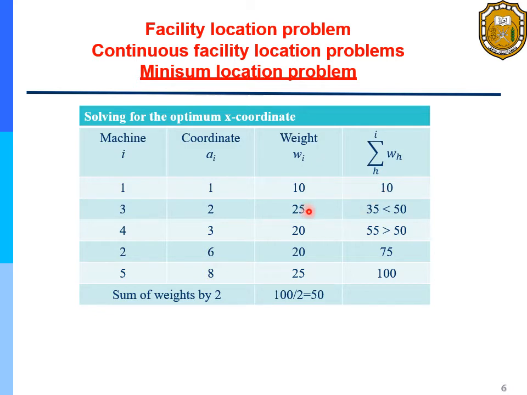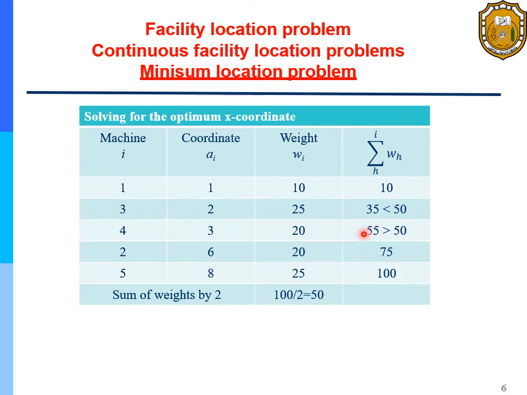For the second one, the partial sum is equal to the sum of these two values. Okay, 10 plus 25. And each time we are asking, is this partial sum greater than or equal to half of the sum of the weights or not? And at this point we see that it is not.